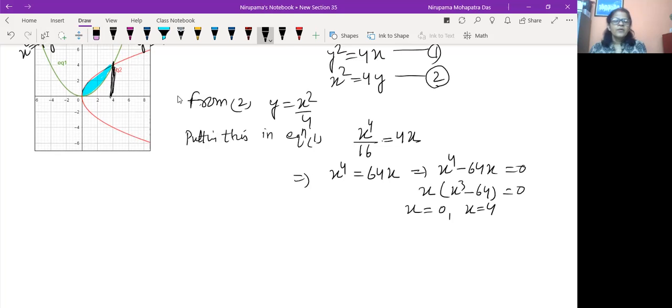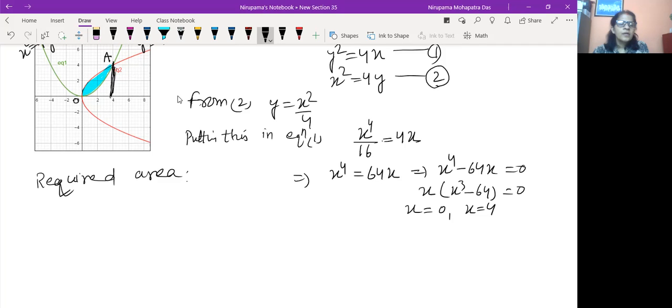Now, the required area. Area of the required region will be what? If you observe this, I may write here A, B. This portion, basically the portion bounded by the curve y square equal to 4x, gives you the entire region. Let me write here O, A.